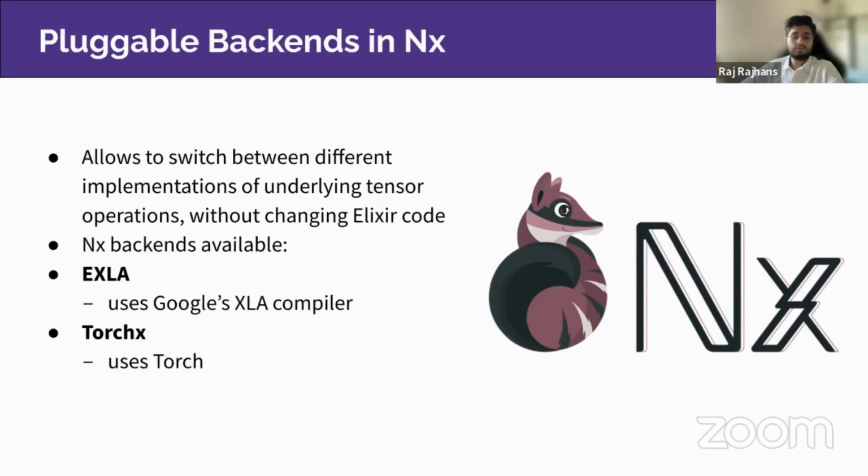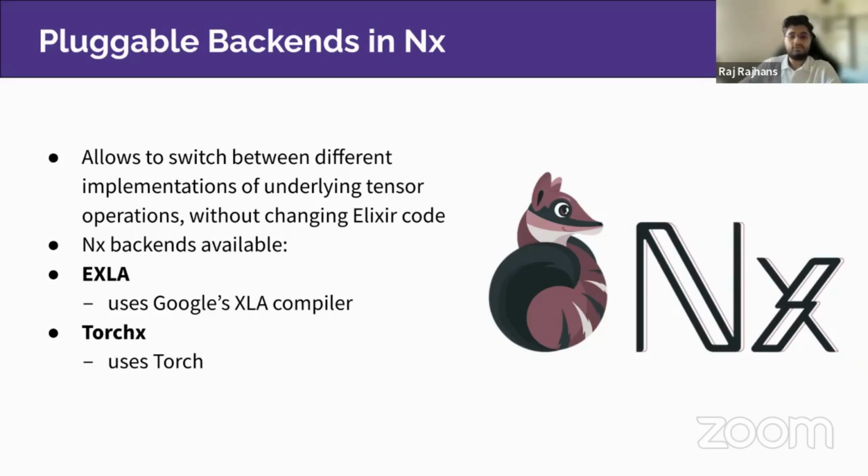Right? For our use case, to just get you started, one last thing that you need to know about NX is that it supports pluggable backends, which means that NX is designed to work with different backends for performing tensor computations. And this also means that you can switch between different implementations of the actual underlying tensor operations without changing your code. So NX just provides you a consistent API for working with tensors, and the actual computations are delegated to the backend of your choice.